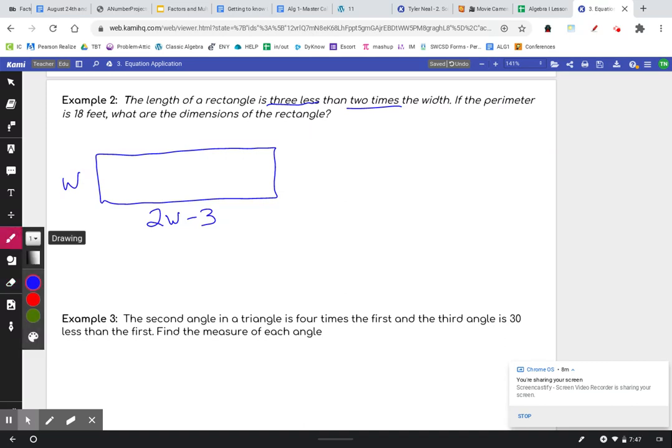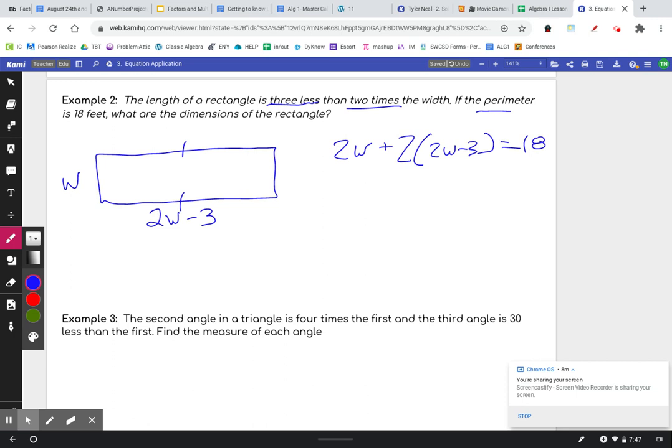And what do we know? It says that the perimeter is 18 feet, right? So we're going to use a similar formula. It wants to know what the dimensions of the rectangle are. It's giving us the perimeter, so we're going to use the perimeter formula, which is 2w plus 2 times (2w minus 3), right? Because we have 2 of those, we have this one and this one, equals 18, right?